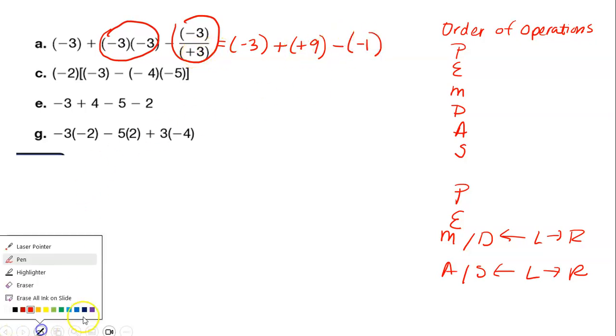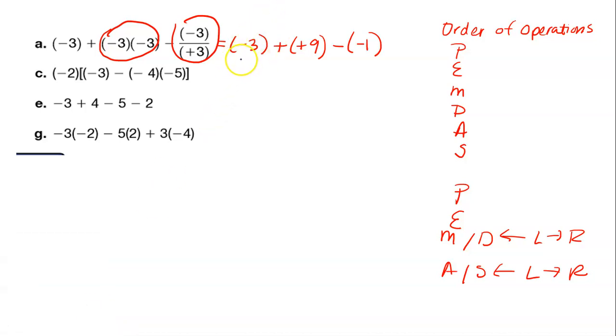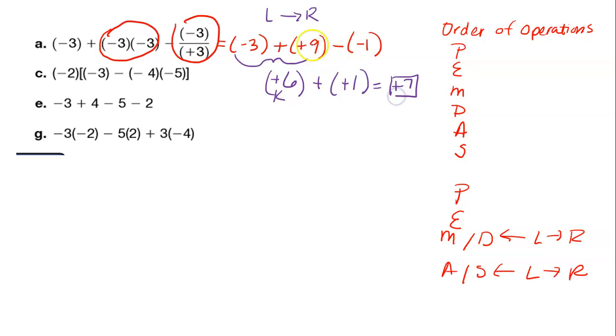Let me change colors. Okay, now I'm going to take it 2 at a time. Since it's addition and subtraction, I can go from left to right. Okay, so negative 3 plus a positive 9, those are opposite signs, so we subtract and take the sign of the larger. 9 minus 3 is 6. 9 is larger than 3. My rules for subtraction are to keep, change, change, so I'm going to keep this as addition, change this to positive and addition. So now I have 6 plus 1, which is going to give me a positive 7. I'm going to erase this and we'll do C.